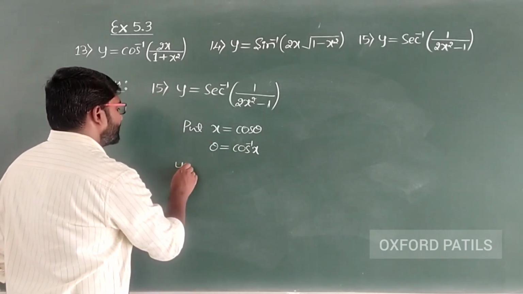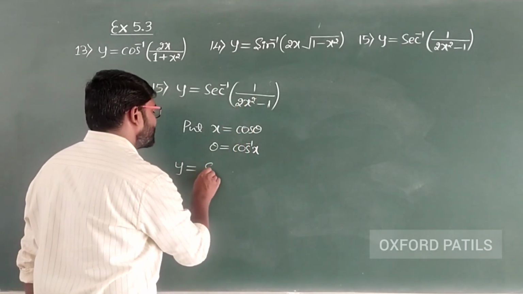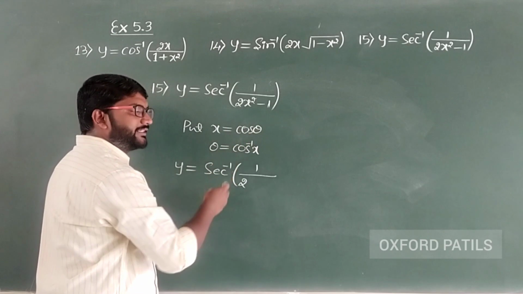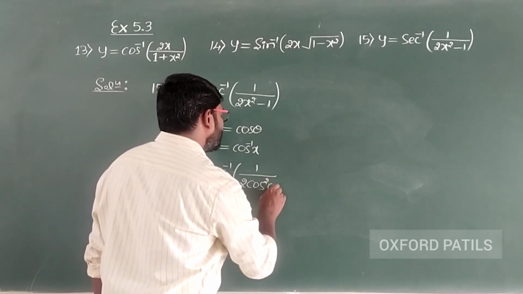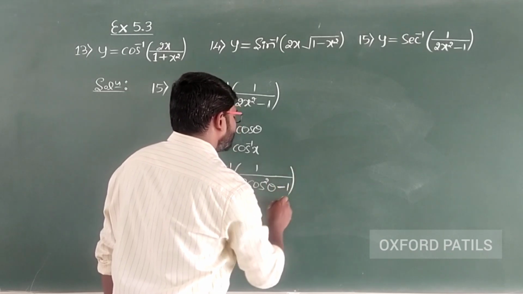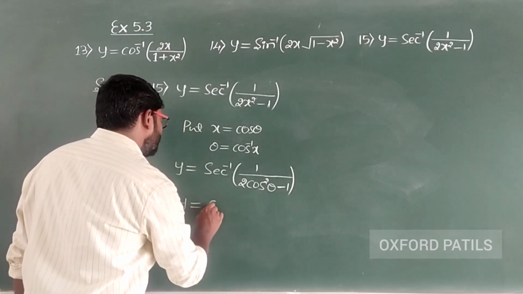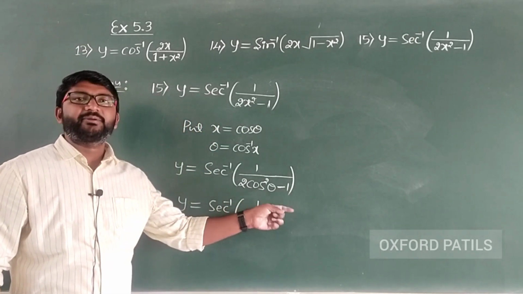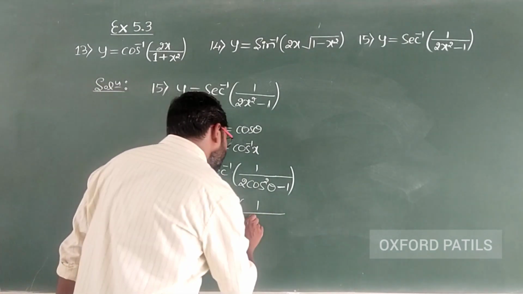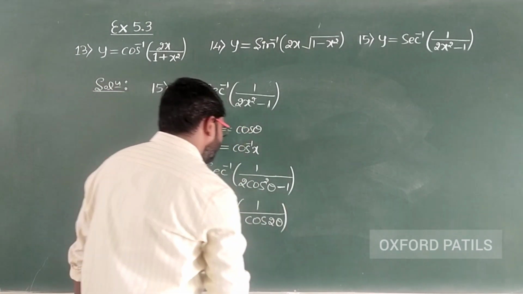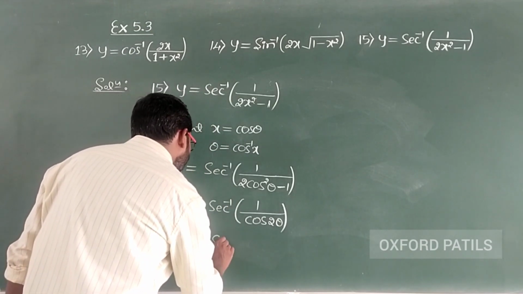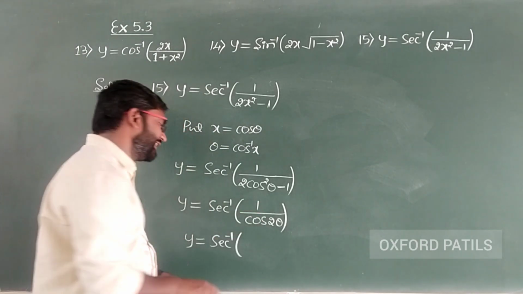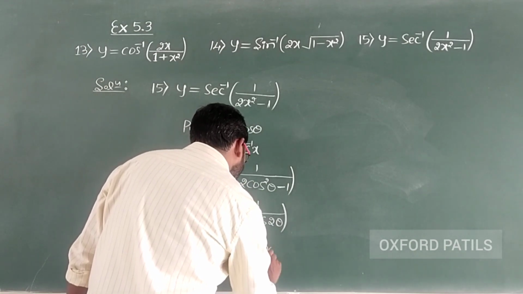Then I am rewriting the given function now. Y equals secant inverse of 1 divided by 2 x square, and x square is nothing but cos square theta, minus 1. Then in the next step, y equals secant inverse of 1 divided by, what is this now? 2 cos square theta minus 1. It is cos 2 theta. In the next step, y equals secant inverse of 1 by cos 2 theta, which will be secant 2 theta. Reciprocal of cos is secant 2 theta.